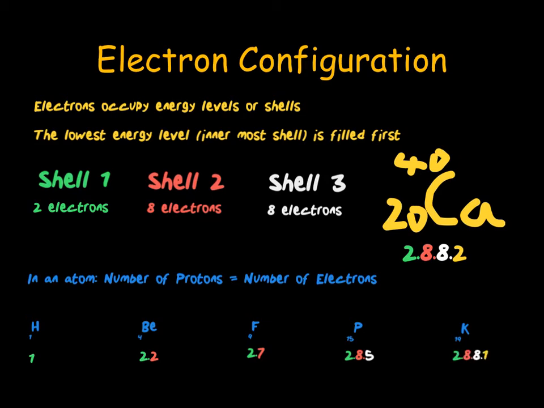You can also work these out by looking at the period and group that the element is in. For example, phosphorus is in group 5, so it has 5 electrons in its outer shell. It's also in period 3, and it has 3 shells in total.